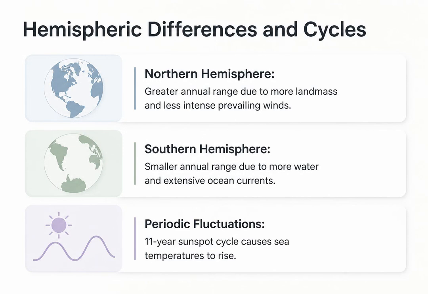The annual range of temperature also differs by hemisphere. The northern Pacific and Atlantic Oceans experience a greater range of temperature than their southern counterparts. This is because the southern hemisphere has vastly more water, which moderates the temperature, and more extensive uninterrupted ocean currents. Additionally, long-term periodic fluctuations occur, such as the 11-year sunspot cycle, which can cause sea temperatures to rise globally.